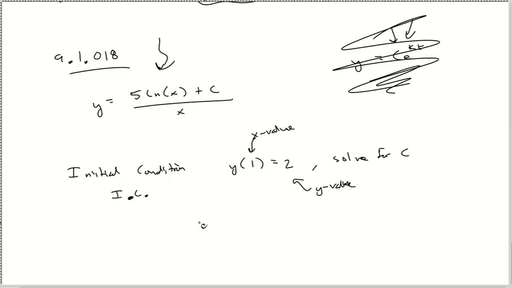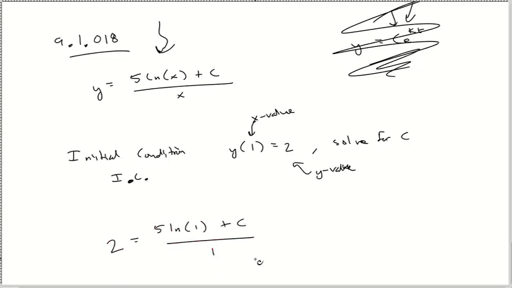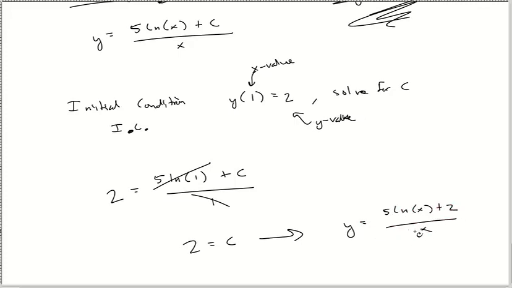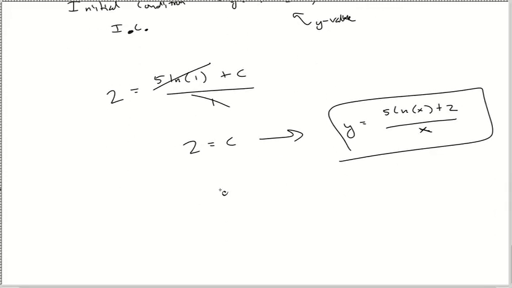And so I'm going to just plug them in as you see them. 2 is equal to 5 times ln of 1 plus C, all divided by 1. Well, you don't need to divide by 1. That goes away. Ln of 1 is actually a 0, so that goes away. So 2 is equal to C, and the answer that you have to type in here now is the same as the answer given, but with that 2. And do notice that I have the y equals included in the box. They're probably going to be wanting that.